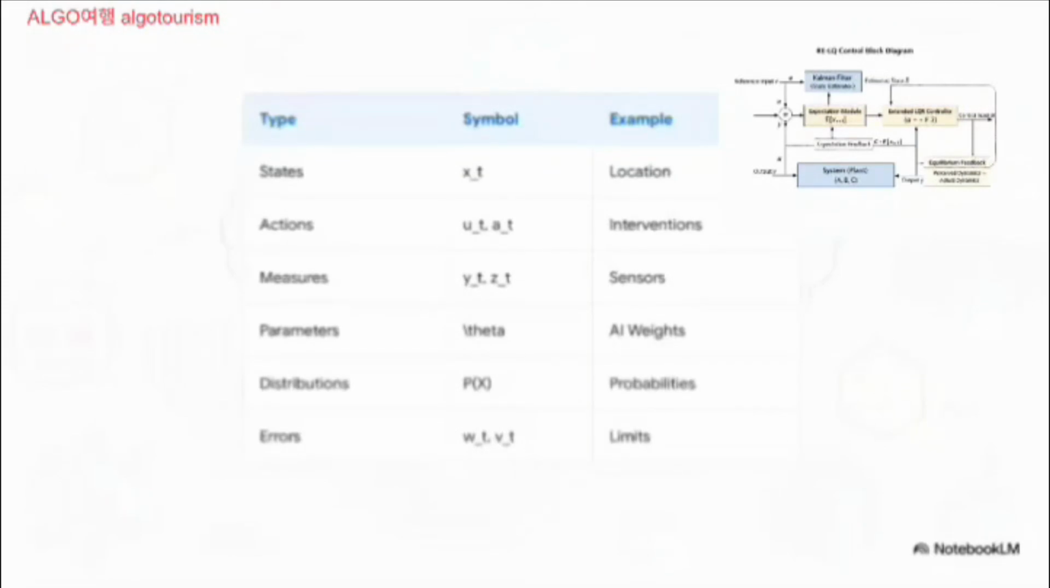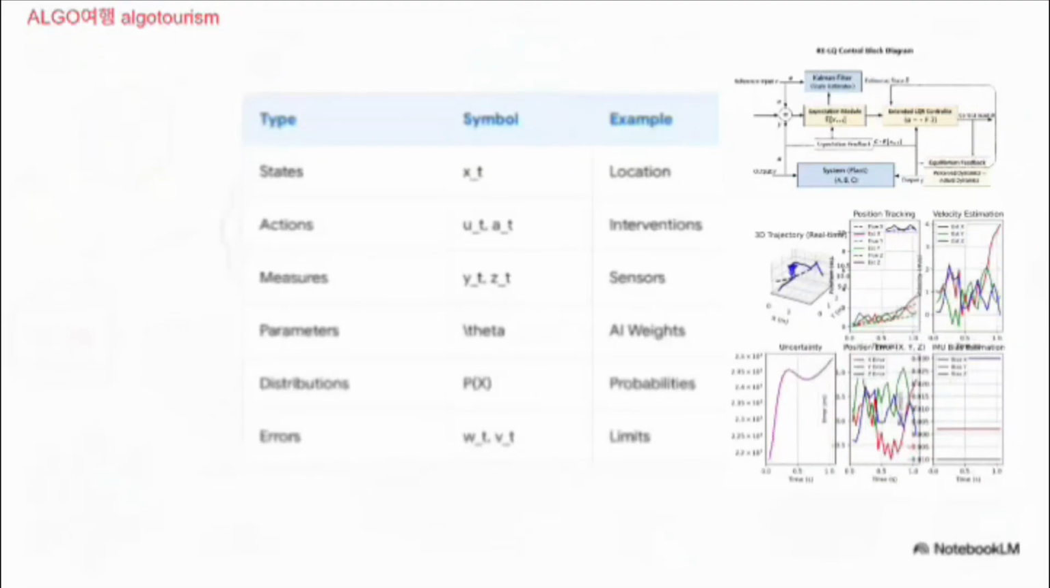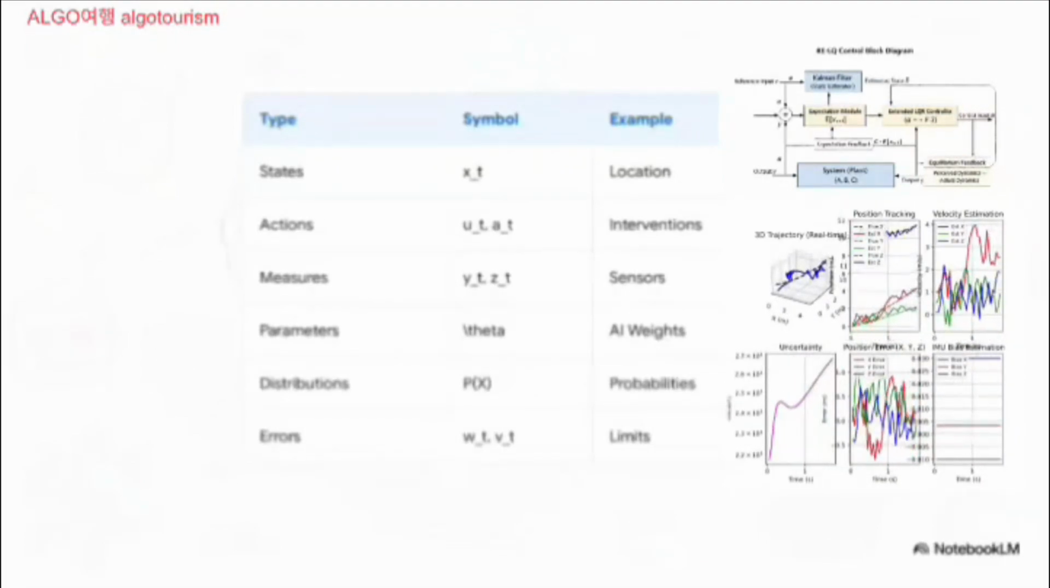But here's the catch. We can almost never see states directly. And that's exactly why we have measurements, YT or ZT. These are the imperfect, kind of noisy signals we get from sensors or reported data. Now, to change a state, we use policies or actions, like literally pressing the gas pedal on a car, or a central bank changing interest rates.